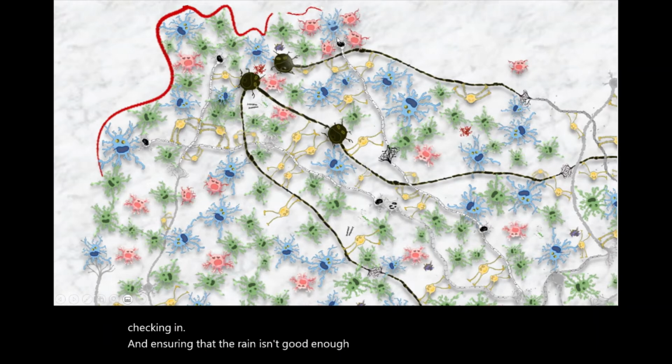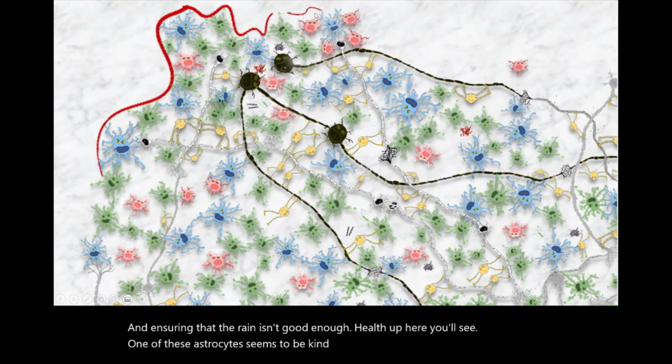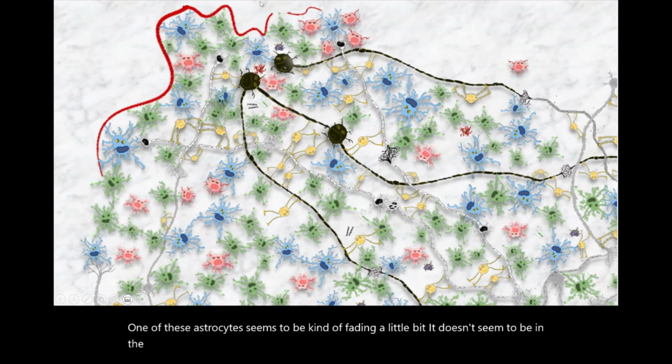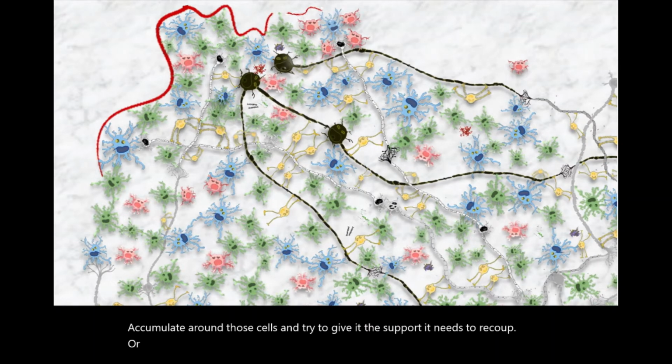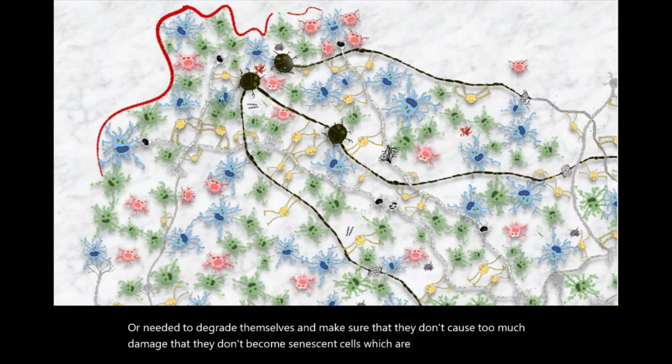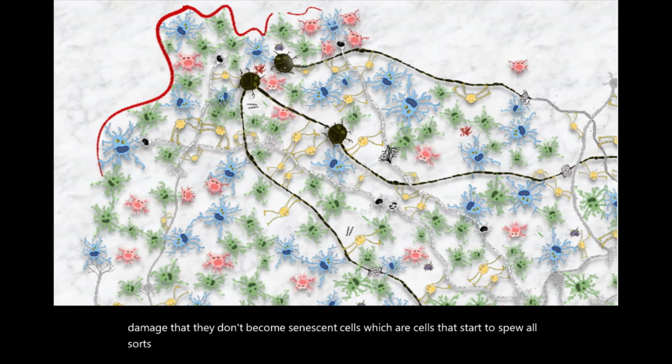Up here, you'll see one of these astrocytes seems to be kind of fading a little bit. It doesn't seem to be in the best of health. And when that happens, microglia tend to accumulate around those cells and try to give it the support it needs to recoup, or if needed, to degrade the cells and make sure that they don't cause too much damage, that they don't become senescent cells, which are cells that start to spew all sorts of toxins into their environment and can become relatively harmful to the rest of the brain. But anyways, that's a general overview of a healthy section of the human brain.